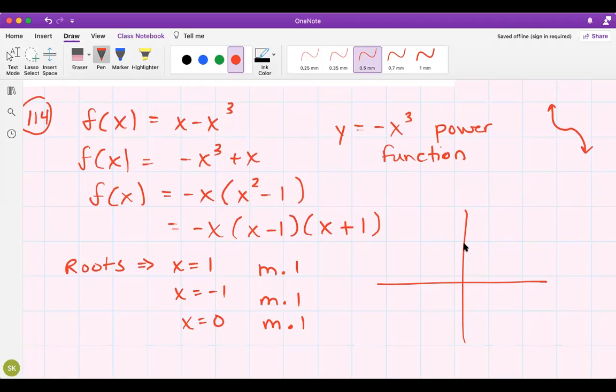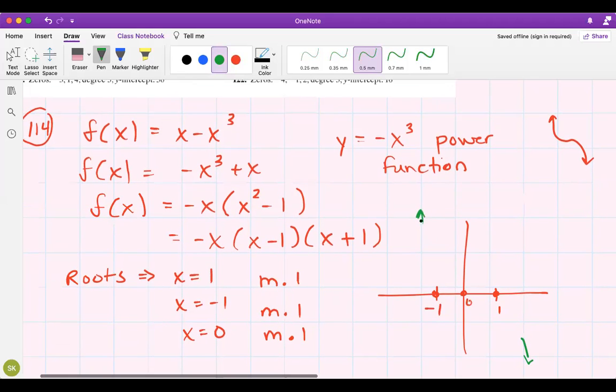So let me draw this. I'm going to put these three numbers here. This is negative 1, 0, and 1. And we're going to cross each one of these because this is multiplicity 1. I also know that we're going up like this and down like this. So we can try to sketch this already, because we can go down through here, and at some point we need to make a turn and then go down through this one.